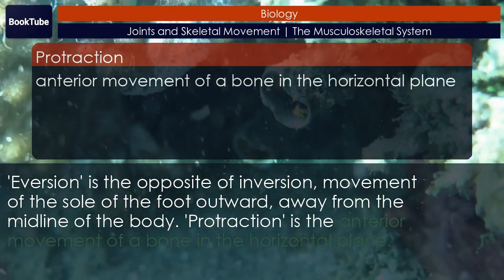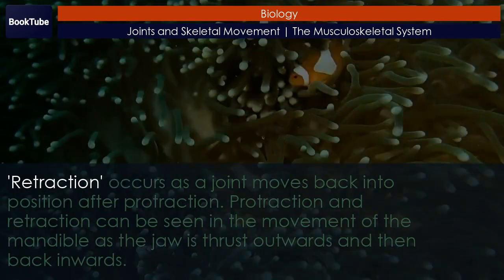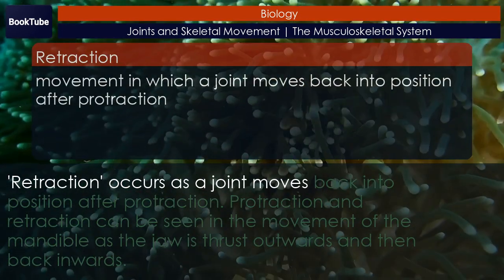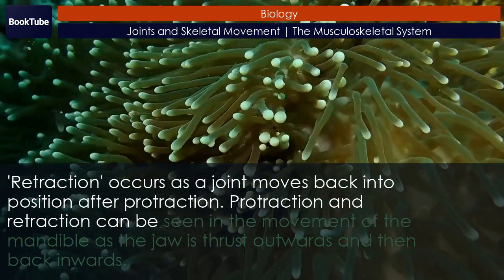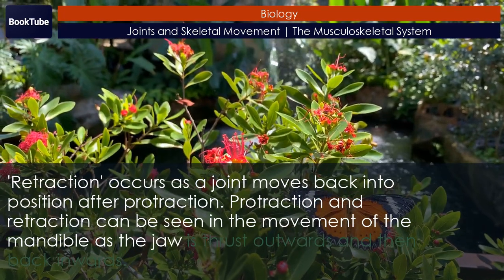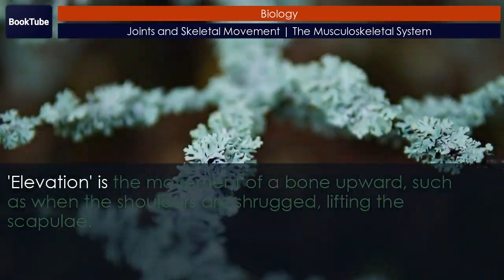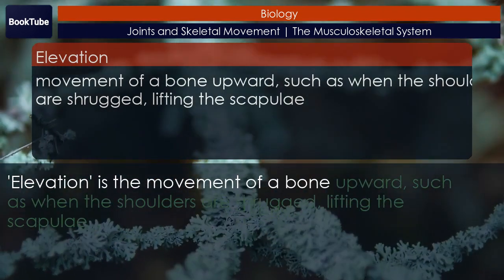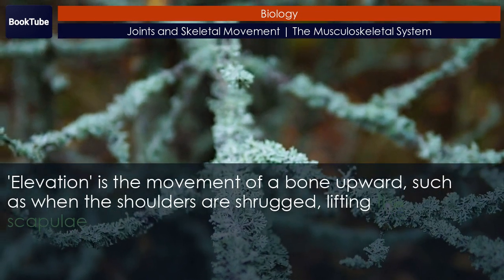Protraction is the anterior movement of a bone in the horizontal plane. Retraction occurs as a joint moves back into position after protraction. Protraction and retraction can be seen in the movement of the mandible as the jaw is thrust outwards and then back inwards. Elevation is the movement of a bone upward, such as when the shoulders are shrugged, lifting the scapulae.